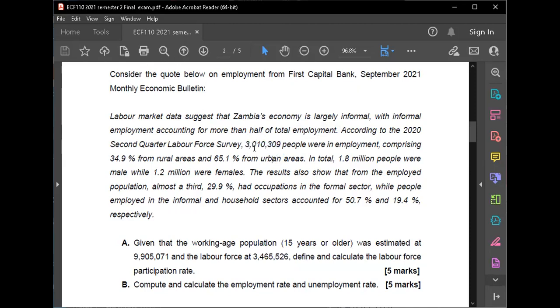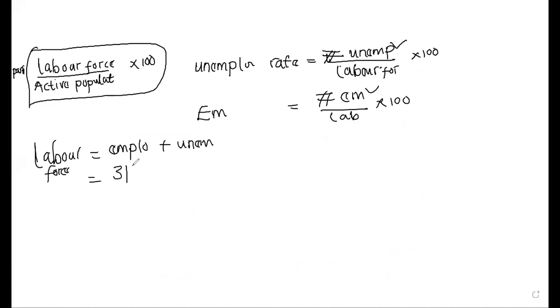So we have 3010309 plus X, which will represent the unemployed, should be equal to this here, the labor force, right? So what's the number of unemployed? Since we have the formula right here, employed plus unemployed, on the unemployed you can just put X. You know the number of people in the labor force, so you can put down that number, then the number of people that are employed as well. Then you can just calculate it to be labor force minus the employed.